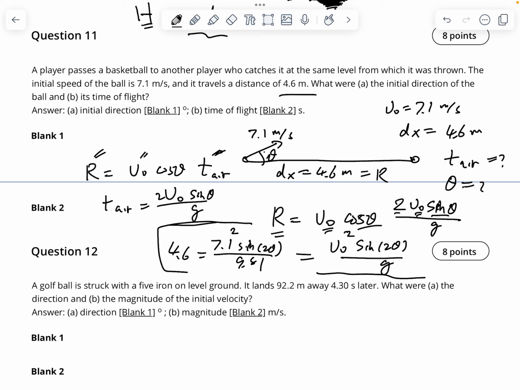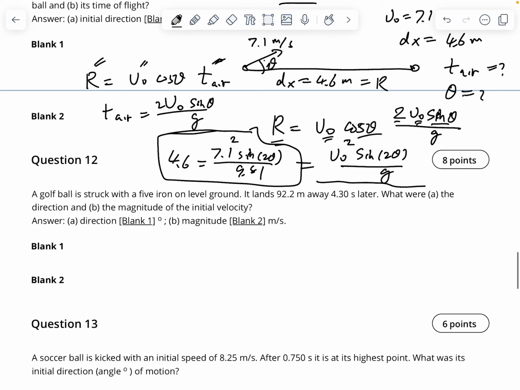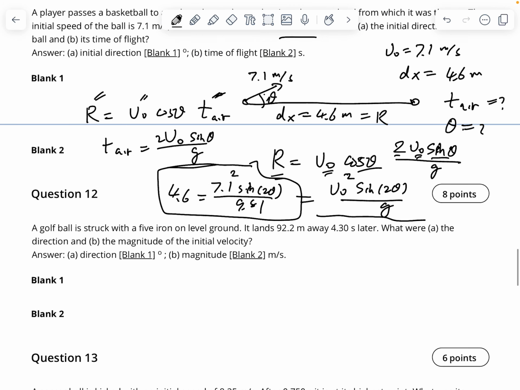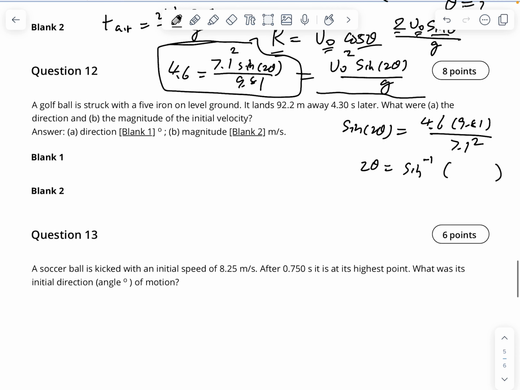So from this equation, we can figure out your sine 2 theta, right? Sine 2 theta equals 4.6 times 9.81 divided by 7.1 squared. And then 2 theta equals inverse sine. Then theta equals whatever you get from the calculator divided by 2. So this is the angle.